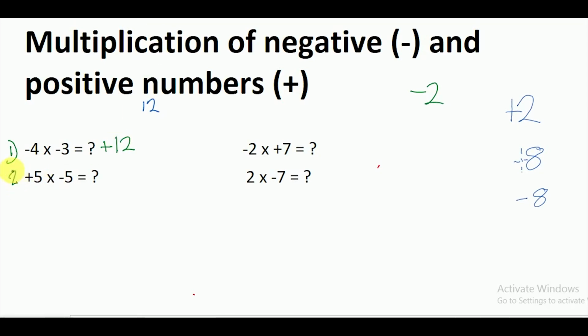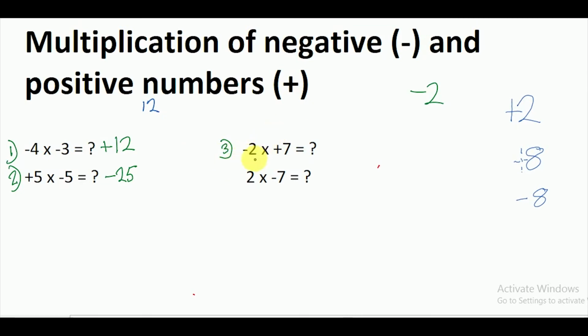Number 2 here says plus 5 times minus 5. The first thing you do is multiply the signs first of all. That is, plus times minus is what? Negative, that is minus. When we have two different signs multiplying themselves, they give us a negative sign. Then 5 times 5, 25, of course. So my answer here was minus 25. Very simple.